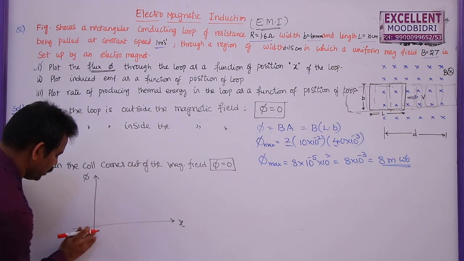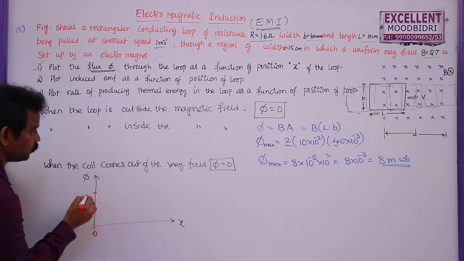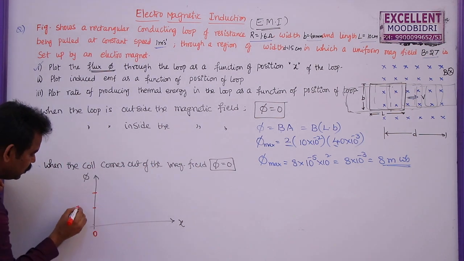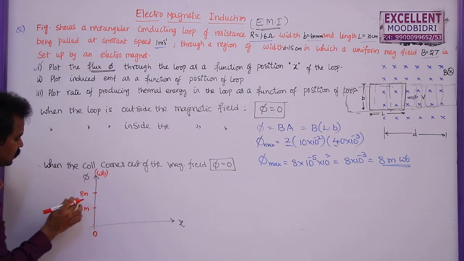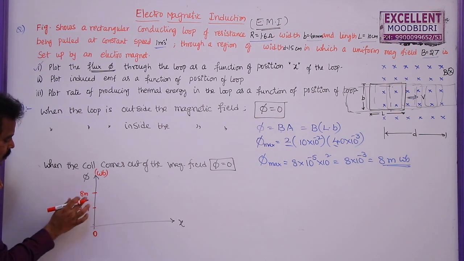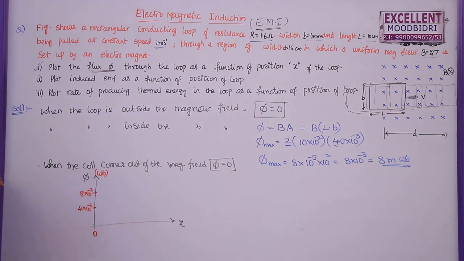Here I am going to take the position as 0, and the maximum flux value is 8 milliwebers. So here I will take 4 milliwebers. This is 8 milliwebers. Flux is in webers, so 8 into 10 power minus 3. This is not meters, it is milli. Or you can write 8 into 10 power minus 3 and 4 into 10 power minus 3.